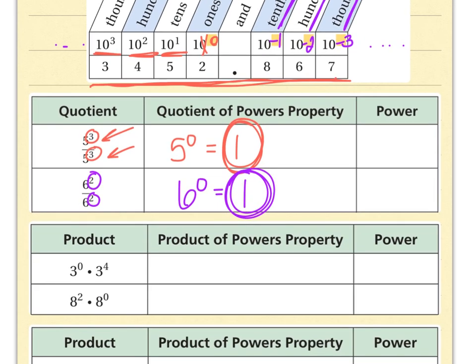Now, if I use the product property, instead of subtracting the exponents, I would add the exponents. Well, 3 to the 0 times 3 to the 4th is just 3 to the 4th, right? This 3 to the 0 is just 1, so 1 times anything is just itself. 8 to the 0 power is just 1, as we mentioned before, so 8 squared times 1 is just 8 squared. So again, anything to the 0 power except the base of 0, which we've kind of talked about, any other number raised to the 0 power is actually just 1.